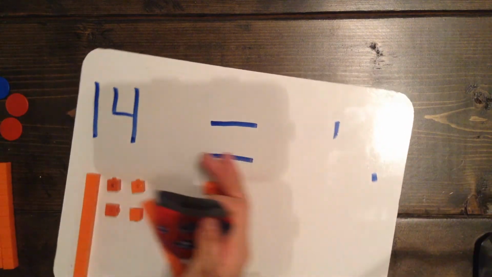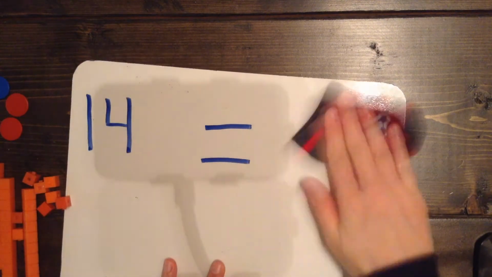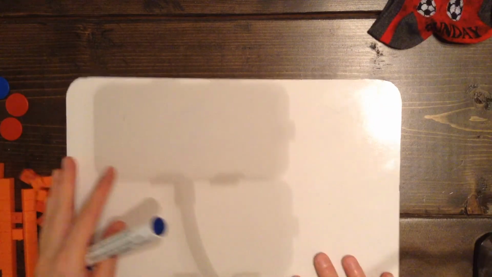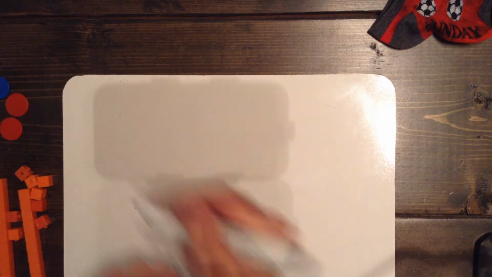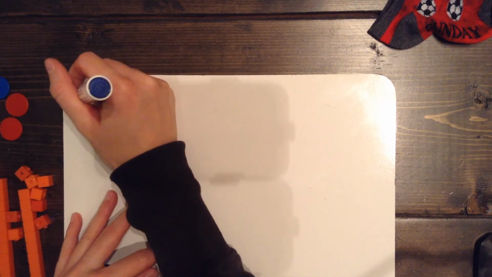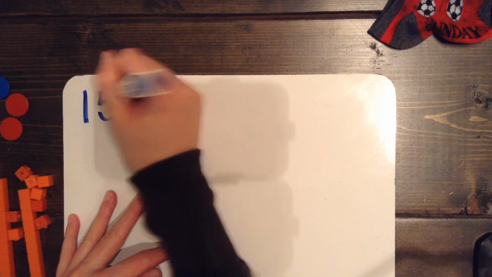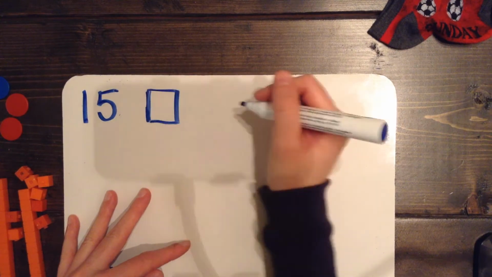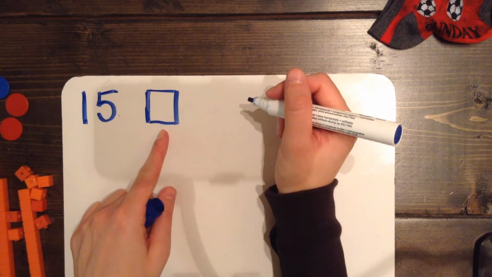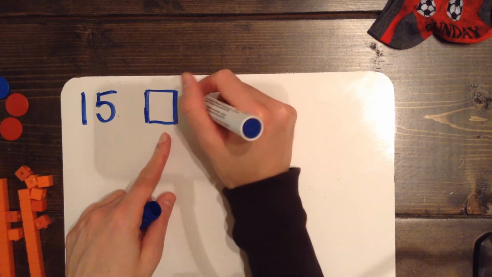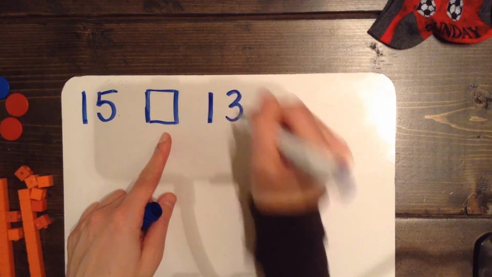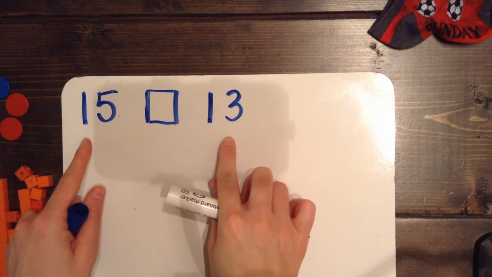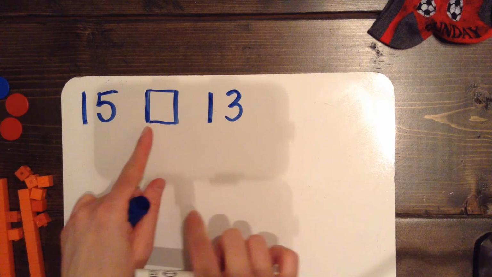Erase your board. I'll leave a few practice questions on my board for you to copy and try now. Let's see. The first question will be 15, and then in this box, you have to decide whether or not to put an alligator mouth or an equal sign. Compare the numbers 15 and 13 and put the sign in the box.